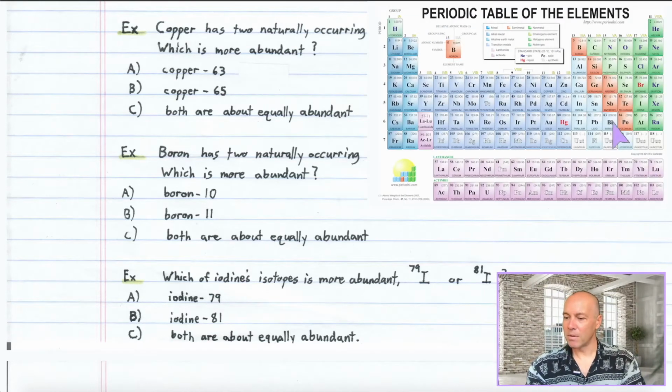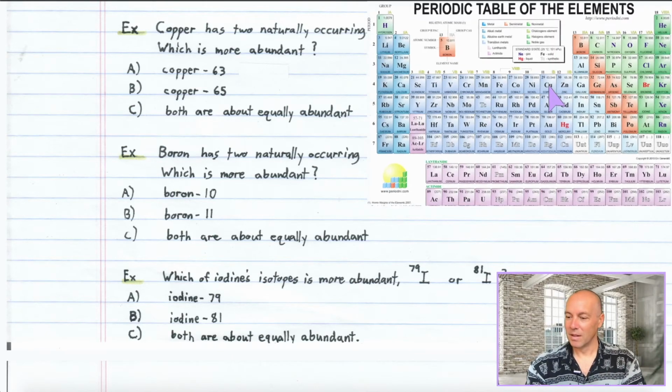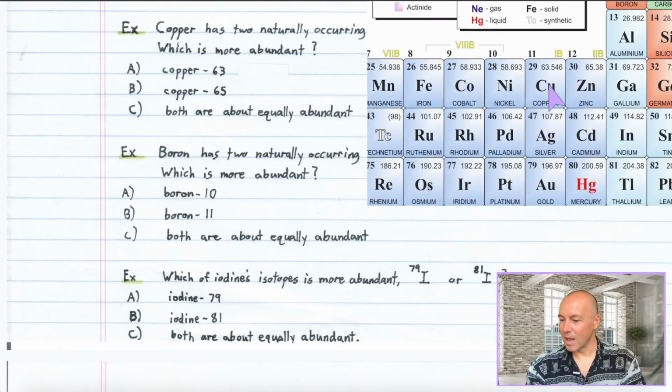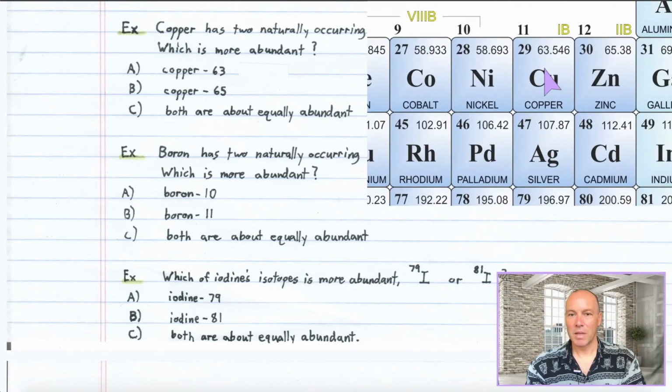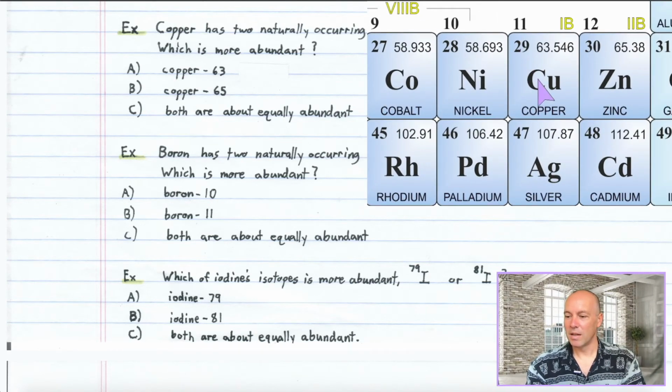So finding copper on the periodic table, it's over here. Copper, silver, gold, they're all in the same column. In the next video, we'll talk more about the periodic table, and elements in the same column are kind of similar in some respects. So here's copper right there. It's element number 29, and the atomic mass is 63.55. All right, that's your clue.